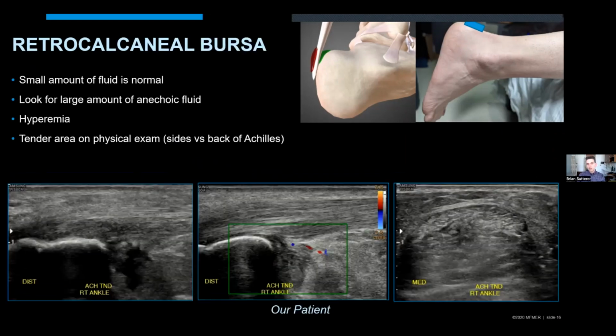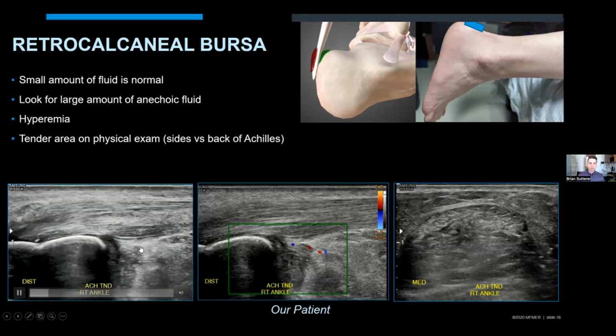So getting now to the Retrocalcaneal Bursa, important to know off the bat that a small amount of fluid can be normal. And so if you're seeing an individual and they really don't have anything on their exam that raises a lot of concern for Retrocalcaneal bursitis or bursopathy, if you see a trace amount of fluid, that can be completely normal. I think what you're really looking for is a very large amount of anechoic fluid in this area.